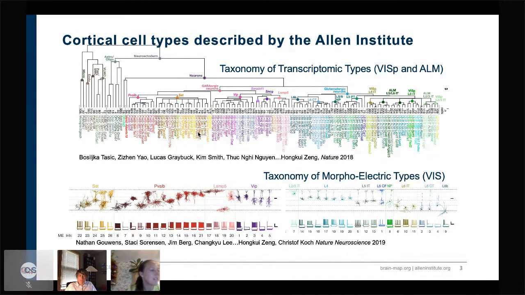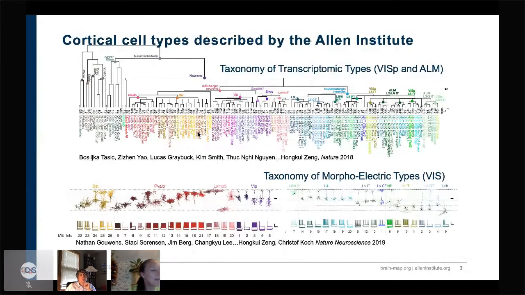So in a parallel study at the Institute, we used the patch clamp method to fill and record from thousands of visual cortical neurons, which allowed us to describe the diversity of cells in this brain region along a different axis based on their morpho-electric properties. With this analysis, we found 39 morpho-electric, or ME, types, which implied a greater molecular diversity than was observed based on morpho-electric properties alone. By using the same transgenic mouse lines used in the transcriptomic studies, we were able to indirectly link transcriptomic and morpho-electric types and find general agreement, particularly at the subclass level.